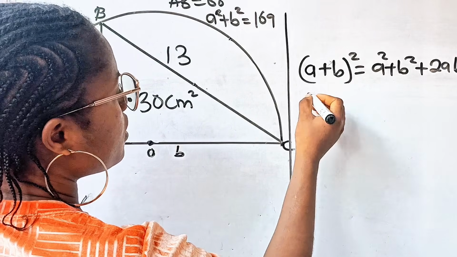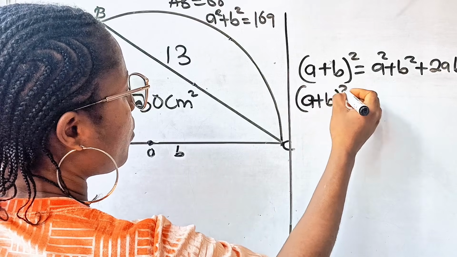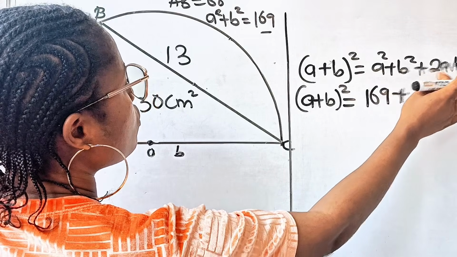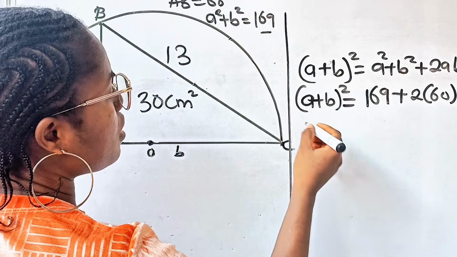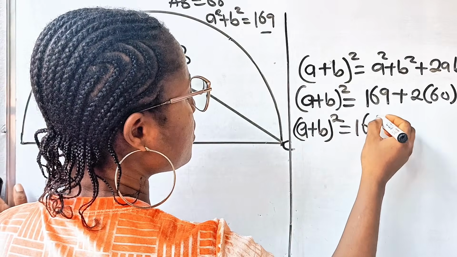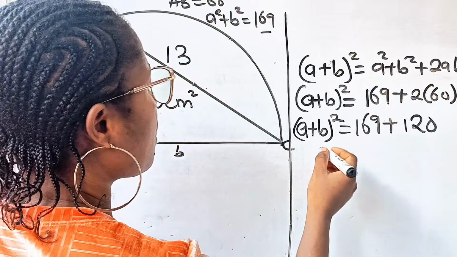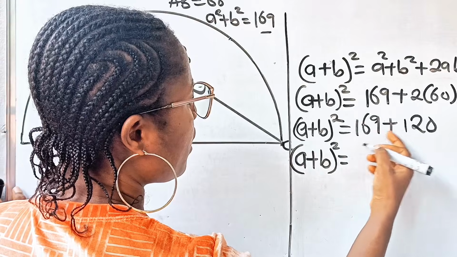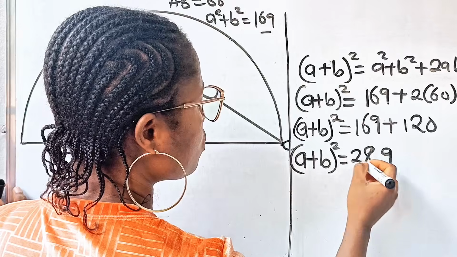Now we can substitute here a plus b all squared. a squared plus b squared is 169. 2ab is 2 times 60. So we have a plus b all squared is equal to 169 plus 2 times 60, which is 120. So we have a plus b all squared is equal to 289.